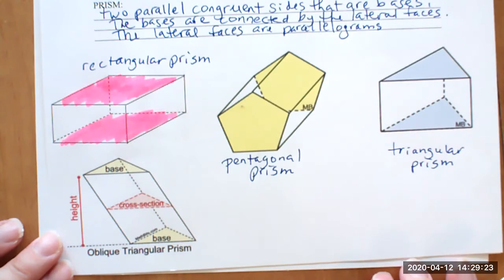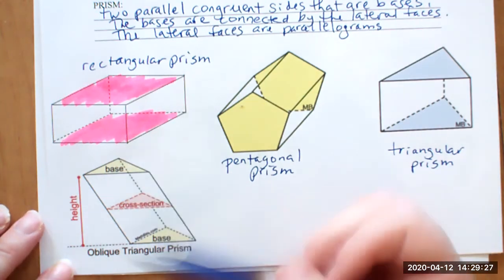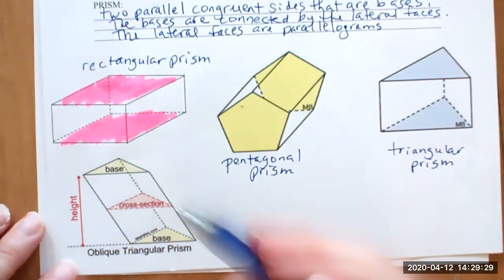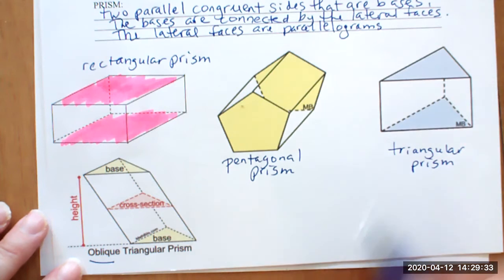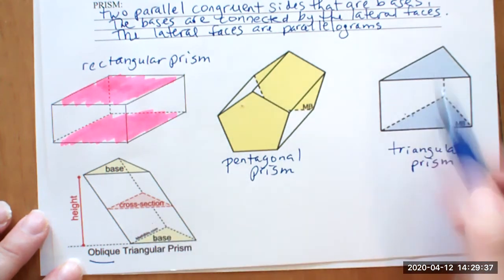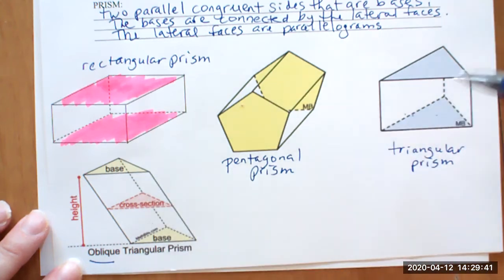Okay, so let's look at this odd-looking solid down here. Notice we call this an oblique triangular prism. If you compare them, you can see both of these, with the blue bases and with the yellow bases, are triangular prisms. But in this triangular prism, the one triangle is directly on top of the other one.